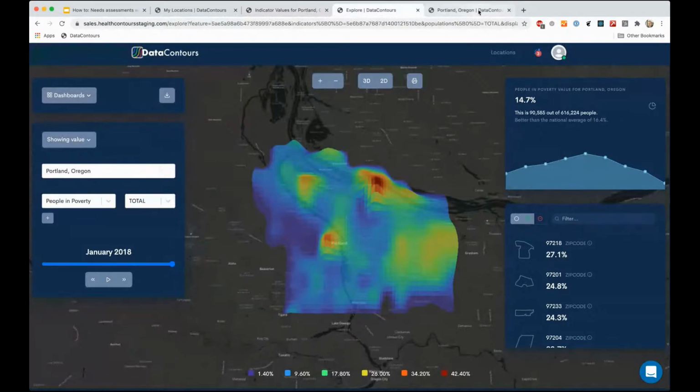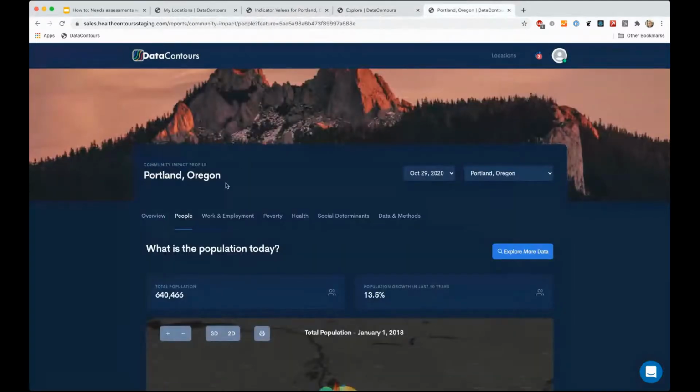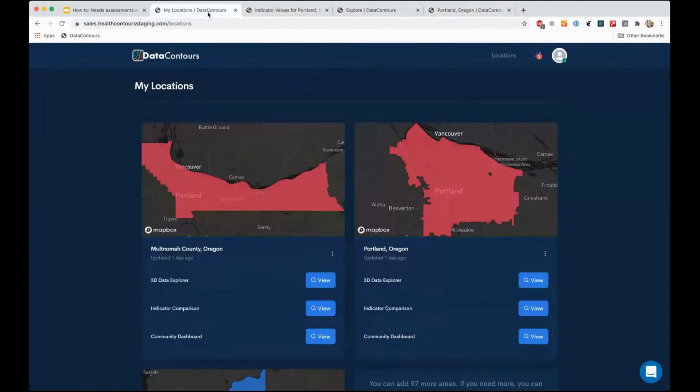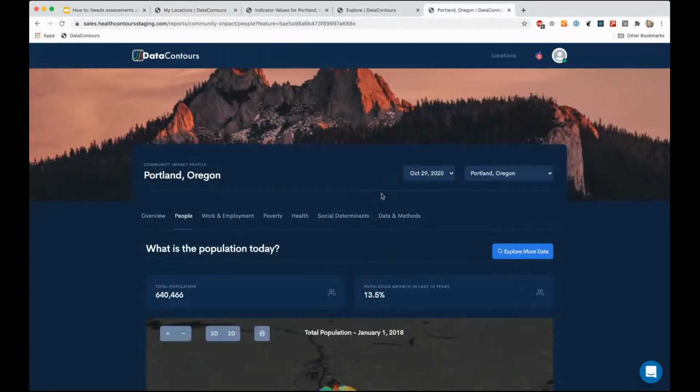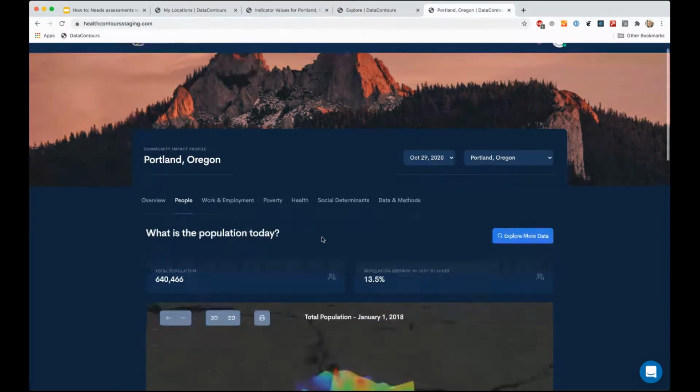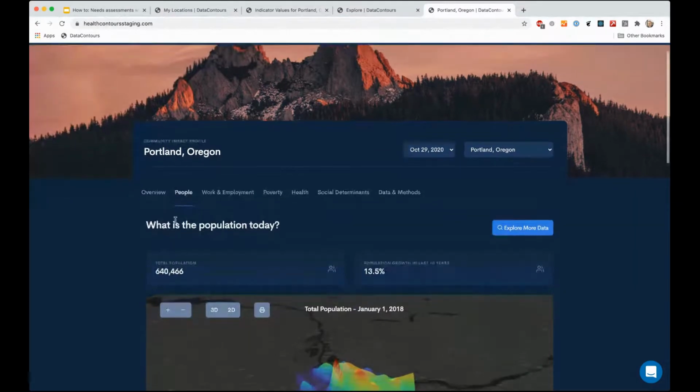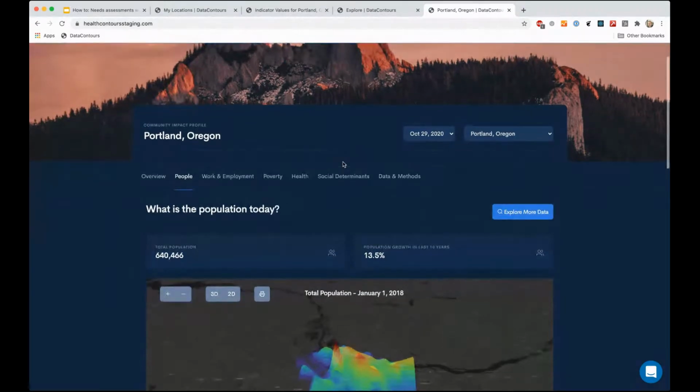Then the question is like, okay, where are things going? How do we take a step back again and say, big picture, what are the trends that we're looking at? So the other view, which is the community dashboard, the impact dashboard, this is all about what are the latest estimates and where are things likely to go. There's a number of different sections within this, but this community report basically includes estimations around current work and employment, current poverty level, and then some projections around health and social determinants.